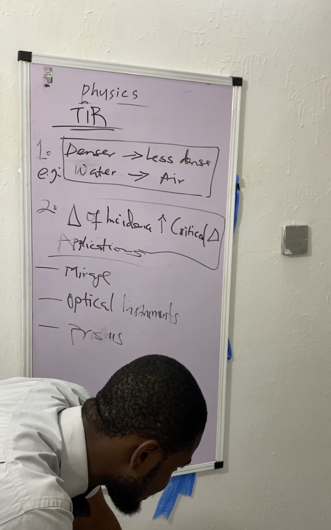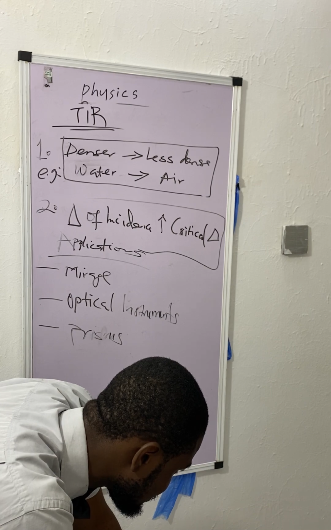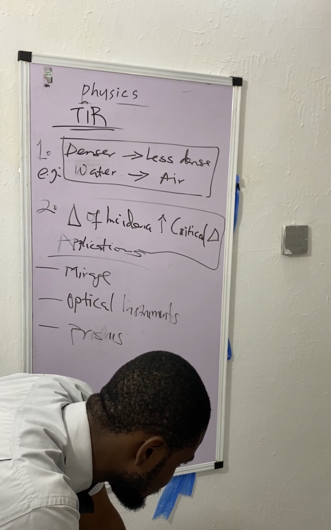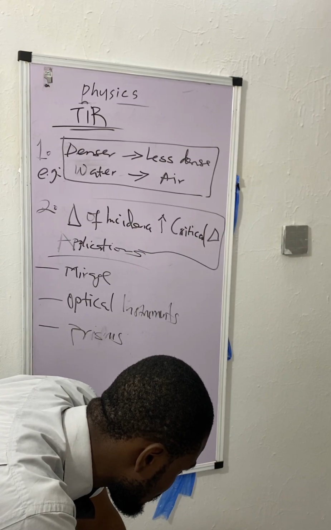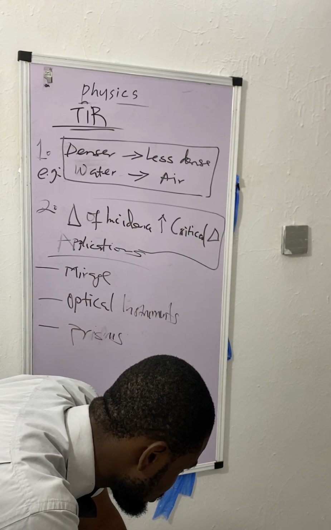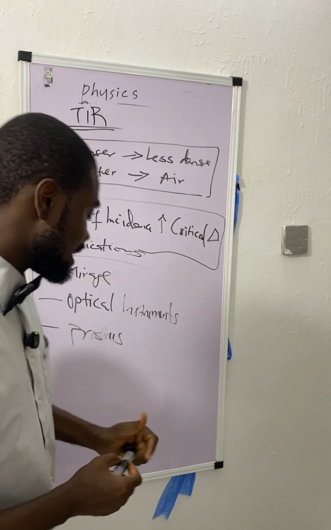Dispersion of light. That's what we are looking at next. Dispersion of light. I think this is going to be the last class. Last class in physics.